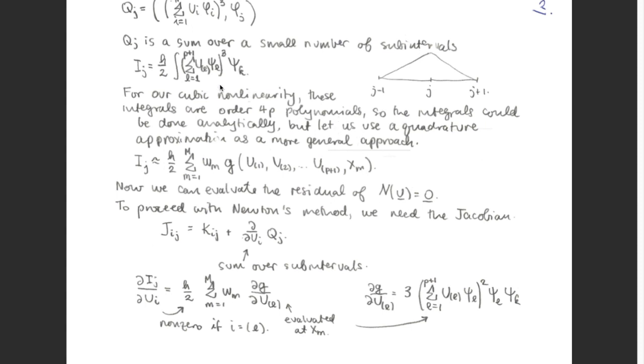Now, for specifically our cubic nonlinearity, these things would be polynomials of degree k. So if you cube this one and multiply by another one, then these will just be integrals of order 4p. And you could do those analytically, and they would involve powers of these u_l's. You could do it that way, but in general, you want to allow for more variety in terms of nonlinear functions. And so typically they would be done by quadrature.